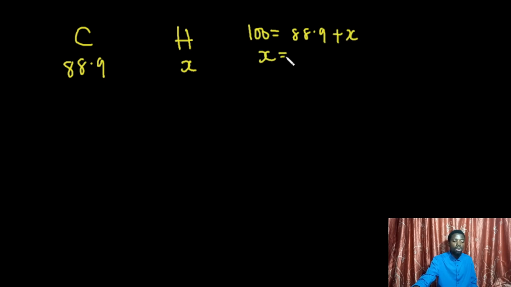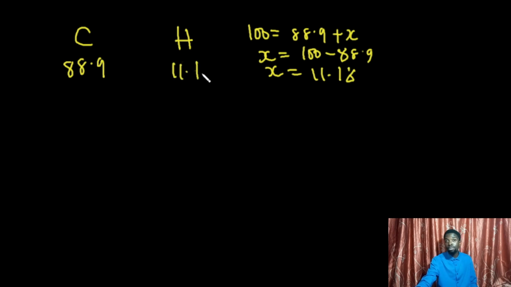Remember, we said that 100% contains the constituents, which is 88.9 plus X. Using algebra, this is going to be 100 minus 88.9. Therefore, X is going to be 11.1%. So, in place of X, we are going to be putting 11.1. Quite simple, right? Good.